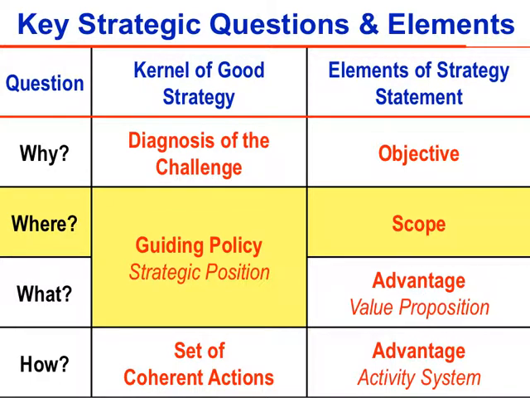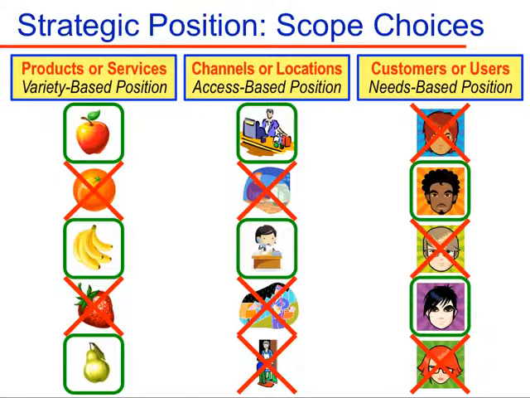Now, of course, one of the issues here is the issue of scope. And I've had a lot of projects do good exhibits on scope. Remember that scope is about choosing. The most basic idea is to think about it in terms of choosing your product or services that you offer, the channels or locations, or the customers or users you serve.